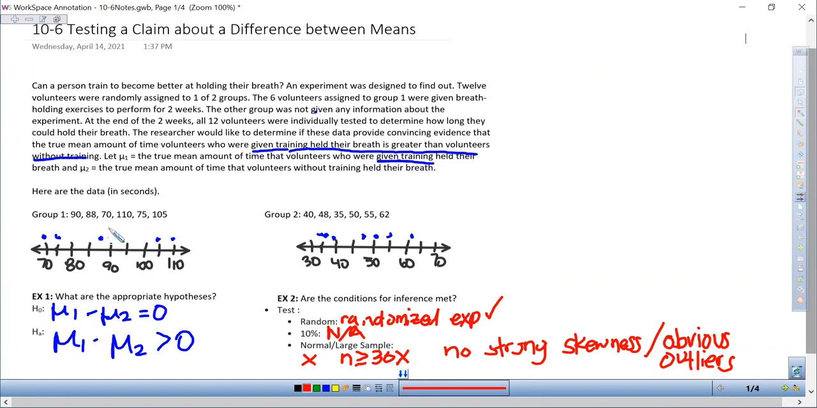I want it to be symmetric, meaning if I were to draw a line down the middle of the data, the two sides are pretty reflective of each other. I can do the same thing over here. If I draw a line in the middle of the data, it's pretty symmetric. So that means it passed that condition. Yes, all of our conditions of inference were met with this data.